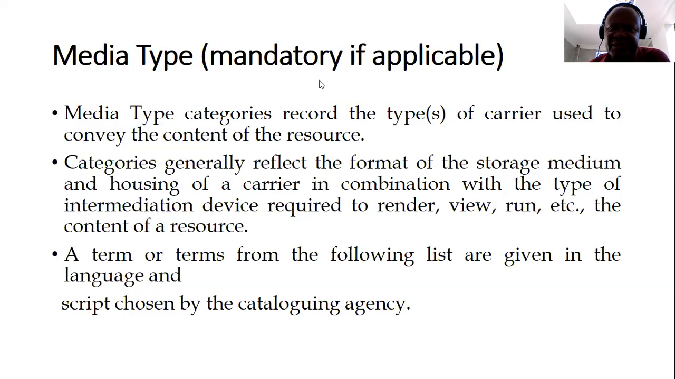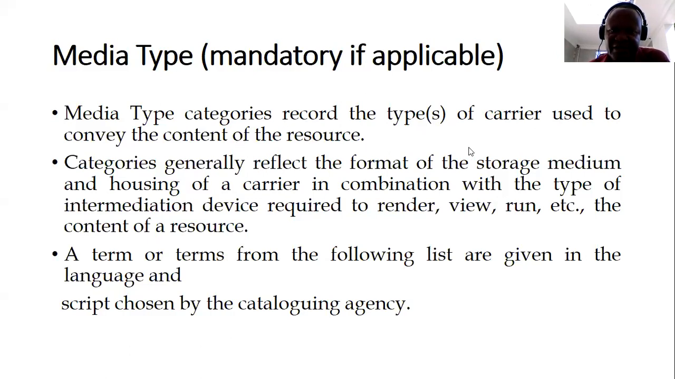So media type, it is mandatory if applicable. Media type categories record the types of carrier. So carrier is like the casing or the medium. Where is that material kept? So media type categories record the types of carrier used to convey the content of the resource.